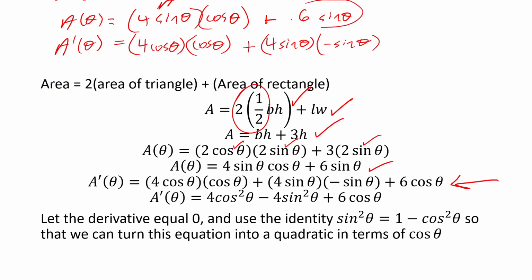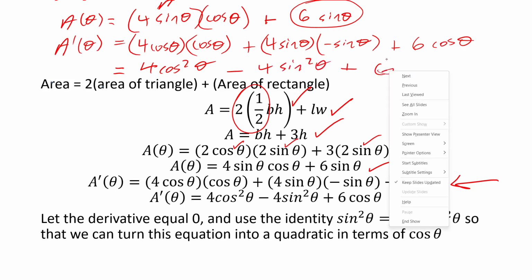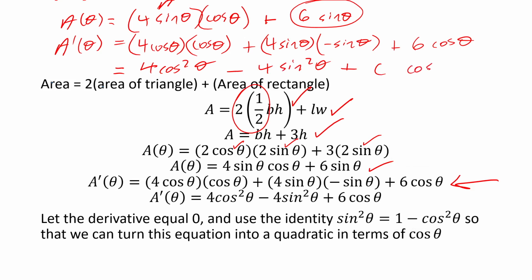And then we have 6 sine theta, so we're going to determine the derivative of that, which is 6 cos theta. And so putting all that together, we have that the derivative is just 4 cos squared theta minus 4 sine squared theta plus 6 cos theta. Okay, and that's what's written here.